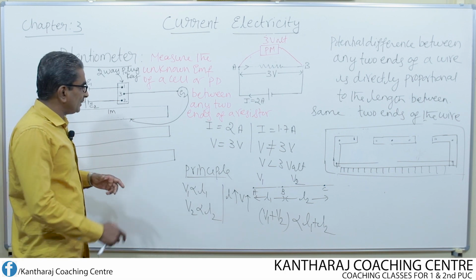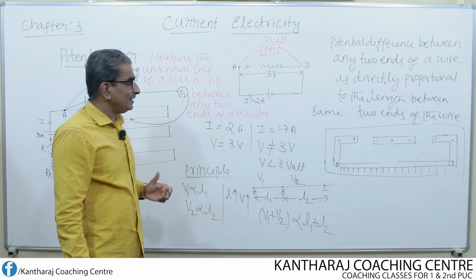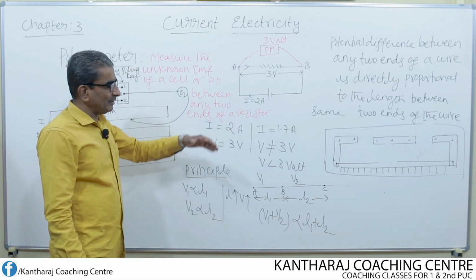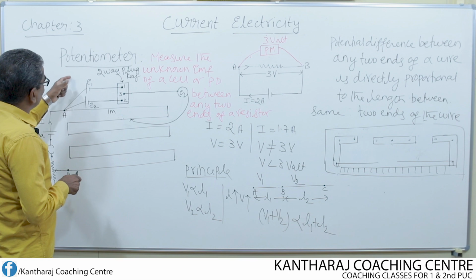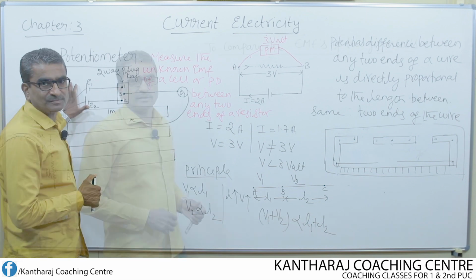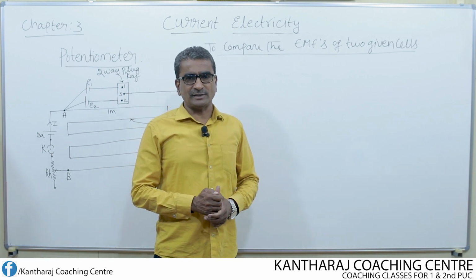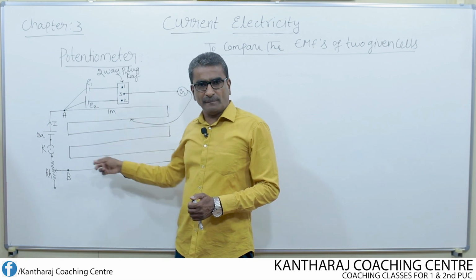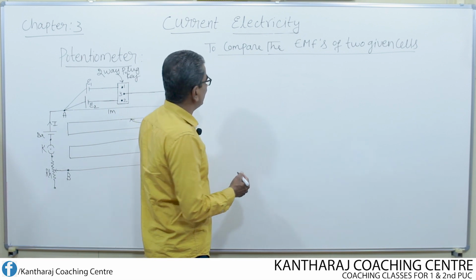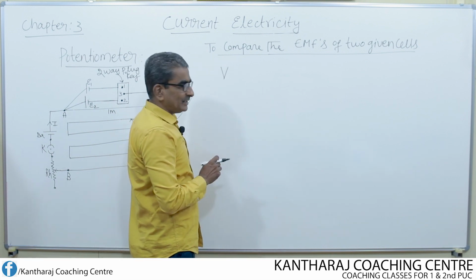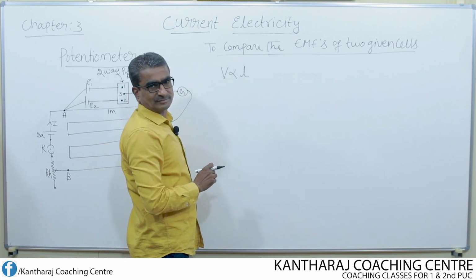If you want to compare the EMFs, then circuit connections will be like this. If you want to find the internal resistance of any one of the given cells, then we modify this circuit slightly, so that we will understand a little later. The first thing is to compare the EMF of the two cells. Now, let us conduct one experiment to compare the EMF of two given cells by making use of potentiometer. We know that according to the principle of potentiometer, potential difference between the two ends of a given wire is directly proportional to length.